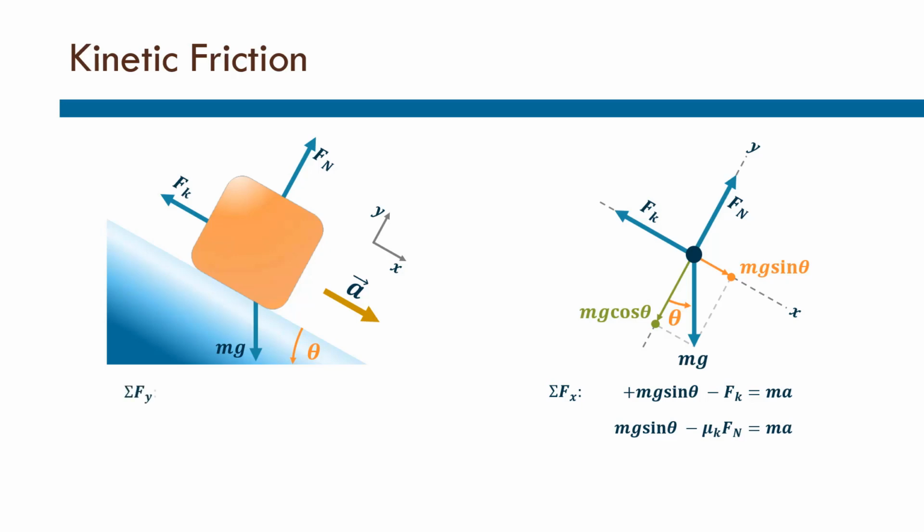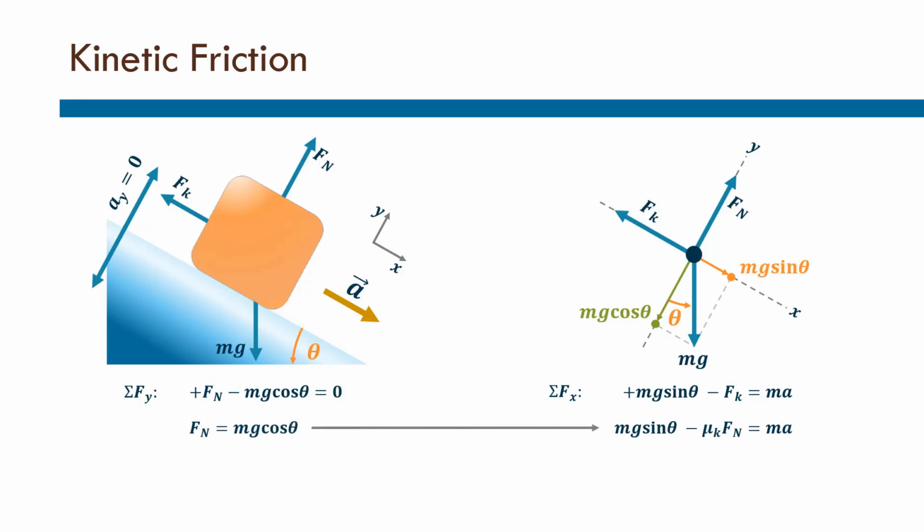So the sum of all forces in the y direction: plus fn, because fn is along positive y, minus mg cosine theta, because mg cosine theta points in the negative y direction, and that is equal to 0 because there is no acceleration in the y direction, which means Fn, the normal force, is equal to mg cosine theta. So now we plug this into here, and we get mg sine theta minus mu k mg cosine theta is equal to ma. And now we divide both sides by m.